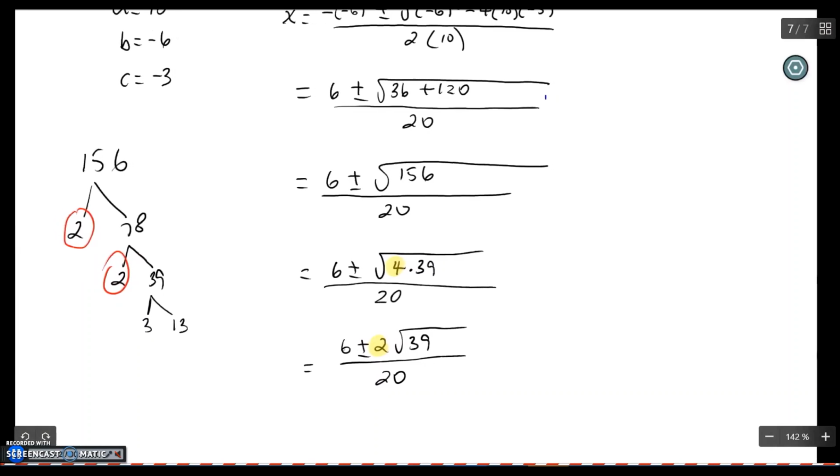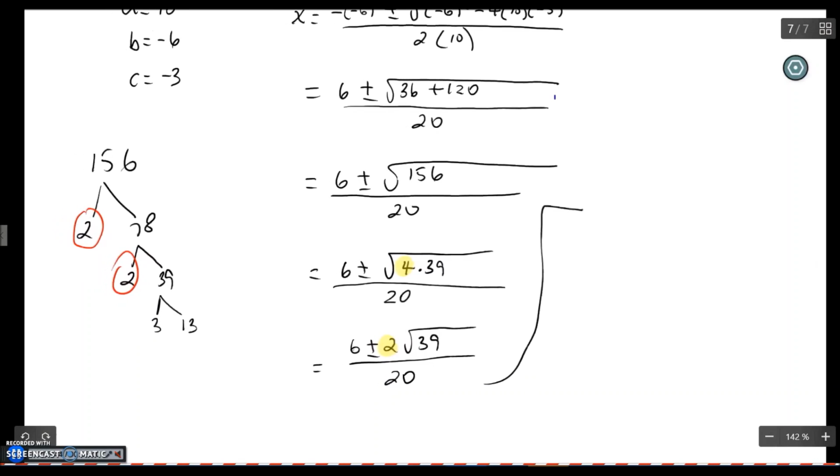And then, running out of space here, so now I've got to see if I can simplify this, because I've got a 6 plus or minus 2 times the square root of 39 over 20. I'm looking for common factors. So I'm looking at this, this, and this. They all have a 2 in common.